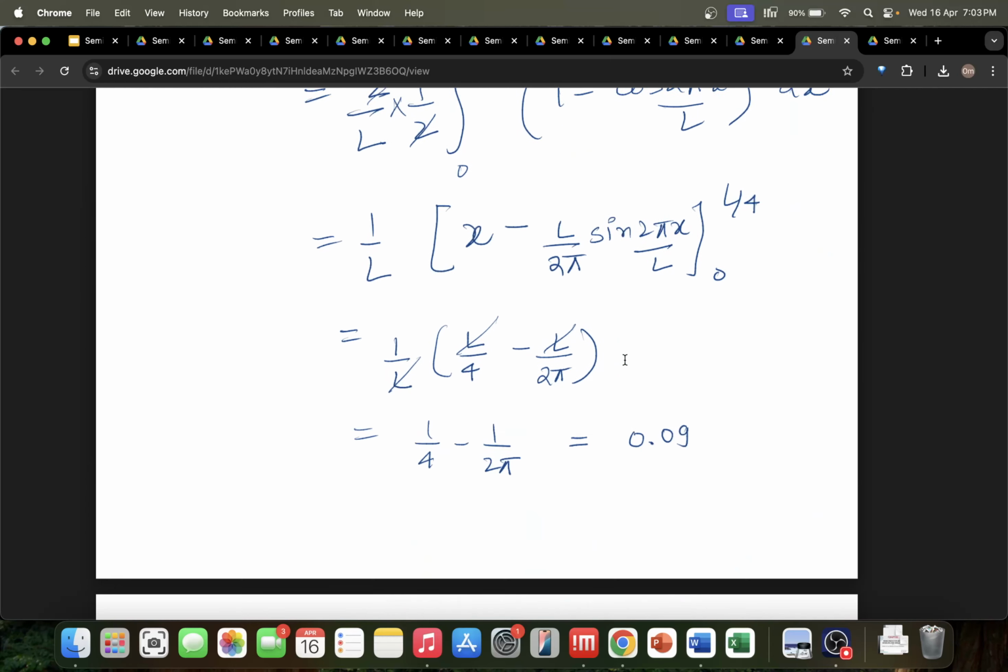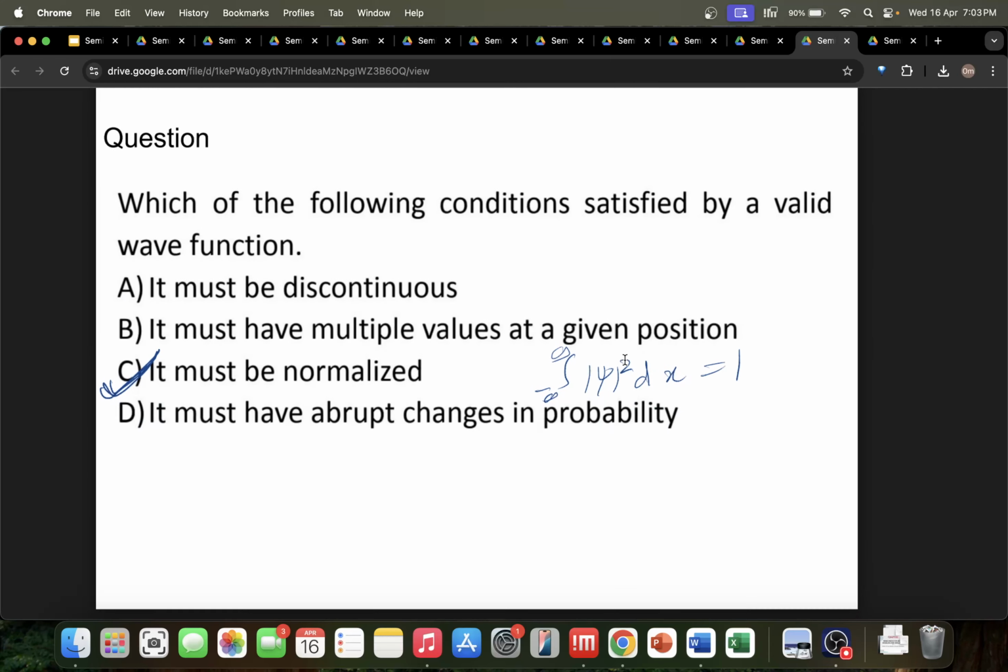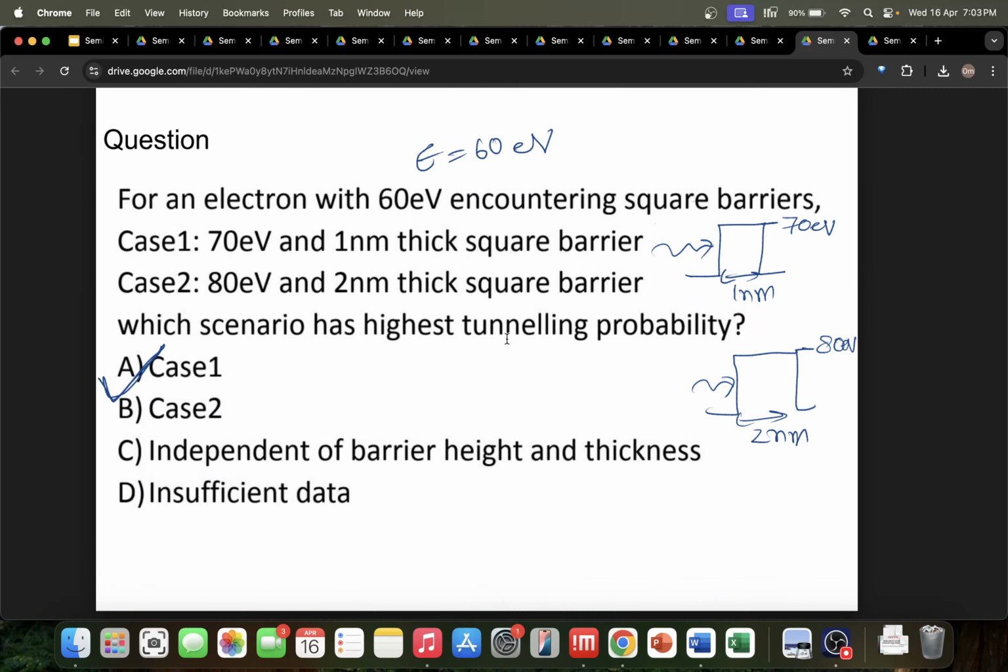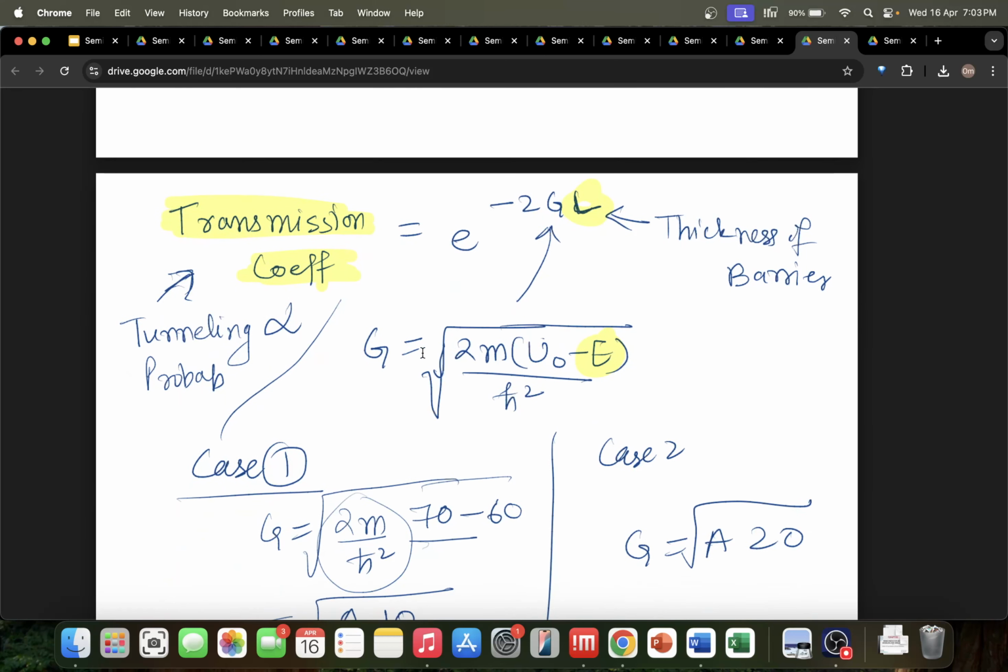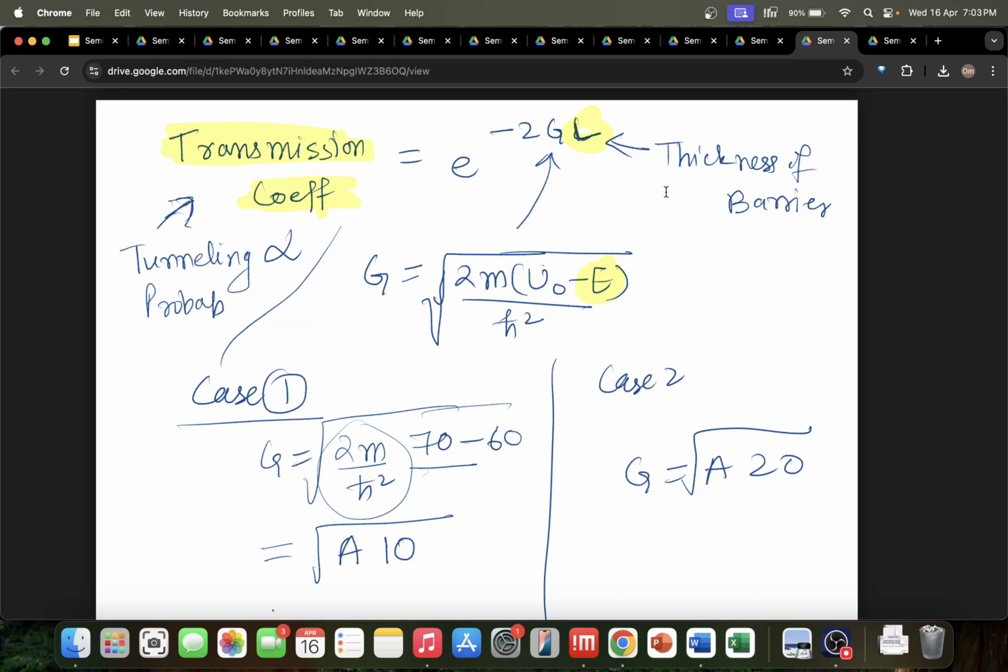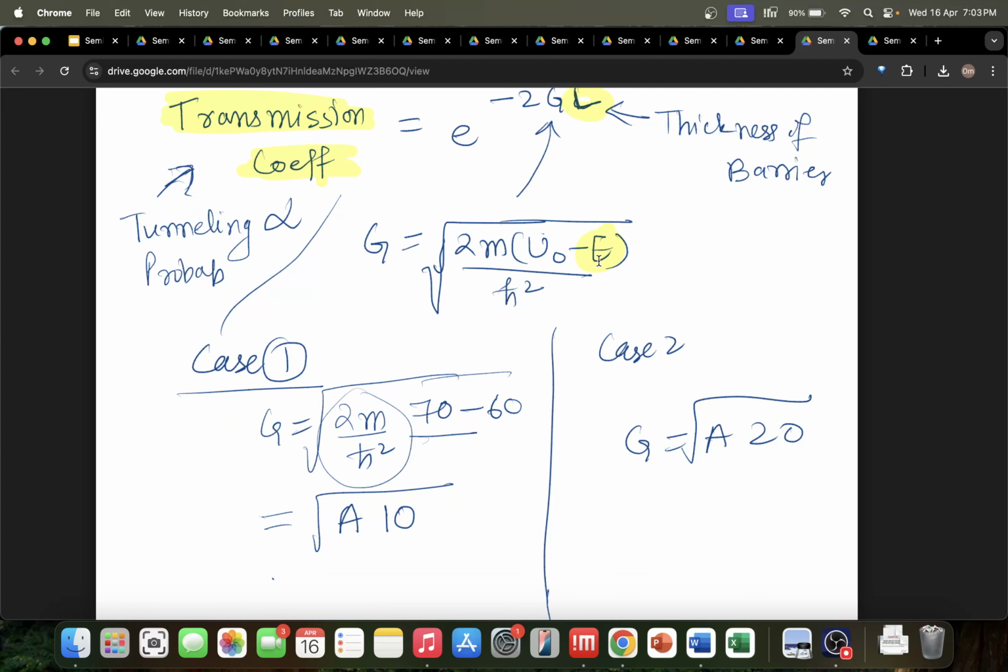Solve some questions based on this. We studied that tunneling probability is dependent on the thickness of the barrier as well as the energy of the barrier.